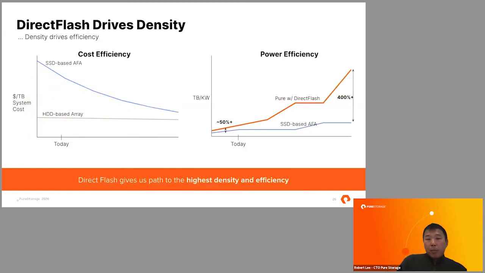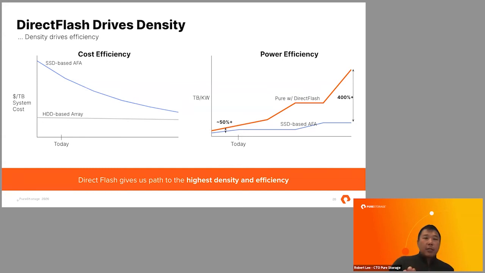So the other significant advantage that we get through DirectFlash, beyond performance and reliability and endurance, is a path to efficiency. And we measure efficiency in a number of ways, but the two most impactful that I've called out here are measured both in terms of cost as well as power efficiency, right? So I'm showing two graphs here, and I'll start off with the one on the left.